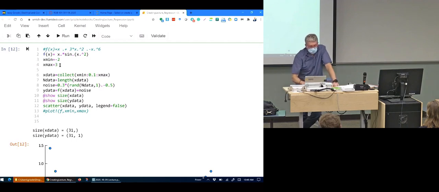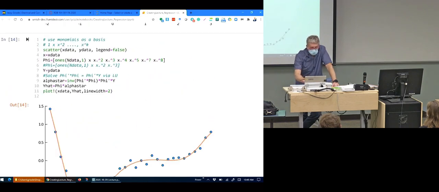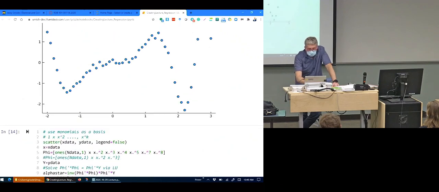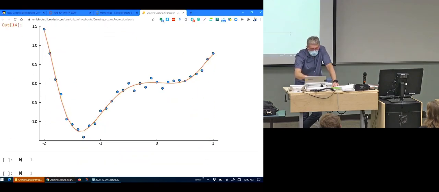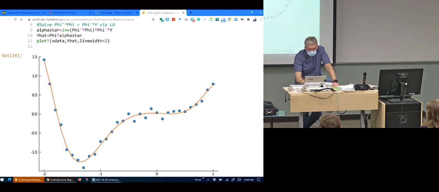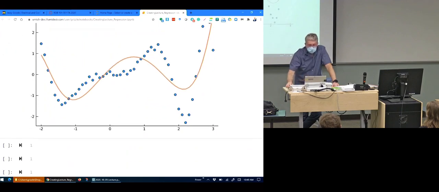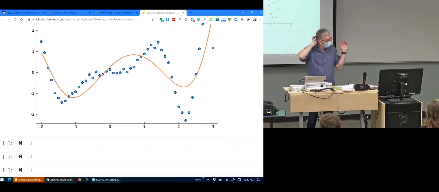Now I'm going to make my region bigger, so it's a tougher problem. So there's my data now. Ooh, it gets really funky, okay? Can a few monomials match that? Look how good we did with this one. Okay, so your guys' project 2, it'll be coming up.